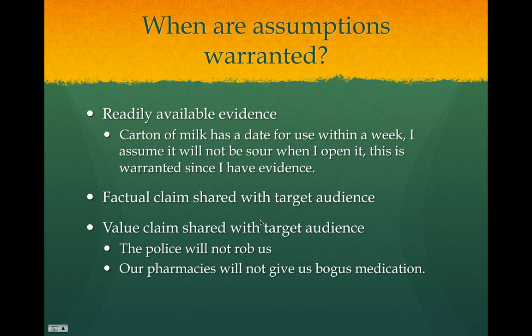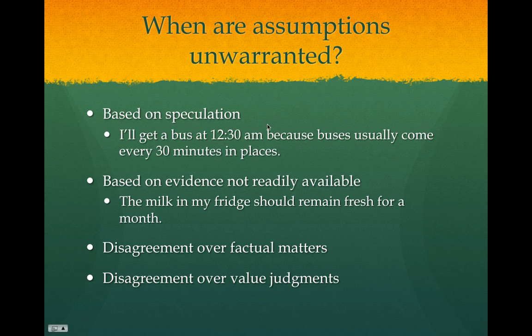Hopefully you're seeing, though, that this can work if you have a very specific target audience. If your target audience is not someone who trusts the police or pharmacies, then this becomes an unwarranted assumption. And so here are some more examples of unwarranted assumptions. It's something that's based on speculation. So I'll get a bus at 12:30 because buses usually come every 30 minutes in places. I'm not really sure if it's going to come, but I feel like it will because everywhere else, you're being speculative. You don't know that for a fact. It's not factual.